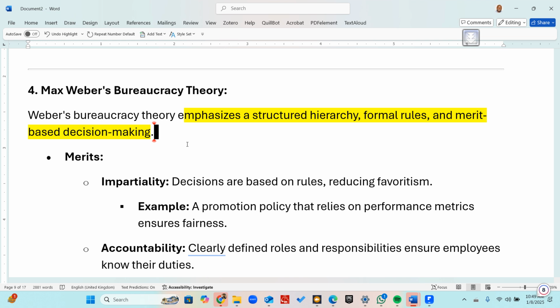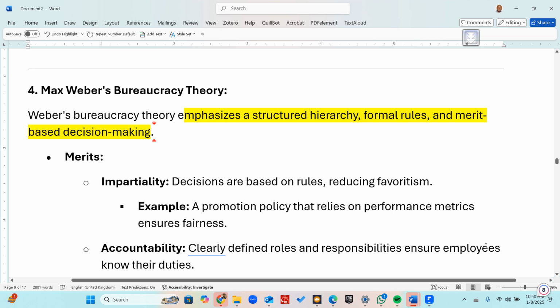In HR, we usually have three types of salary increments. We have the general review, which is due to inflation. Everybody's salary is reviewed; it's not based on merit. We have the merit-based one, which is based on performance and merits. Those go into promotion and the rest. So decisions and rules here are merit-based and reduce favoritism. A promotion policy that relies on performance metrics ensures fairness. That's the example I've just given.